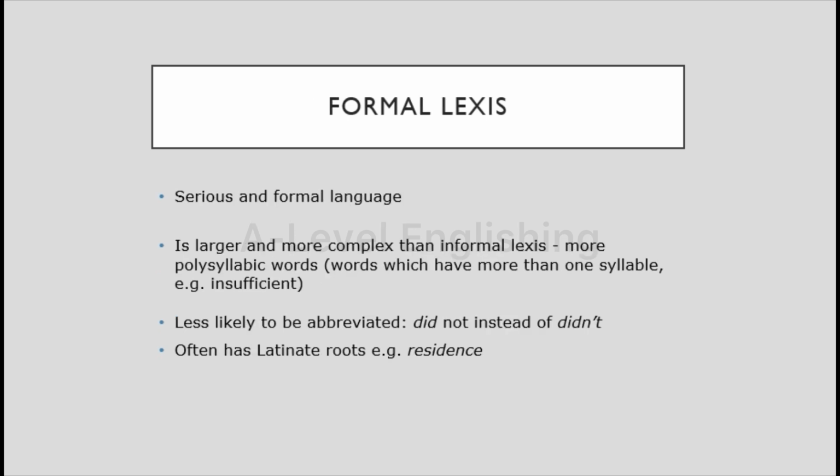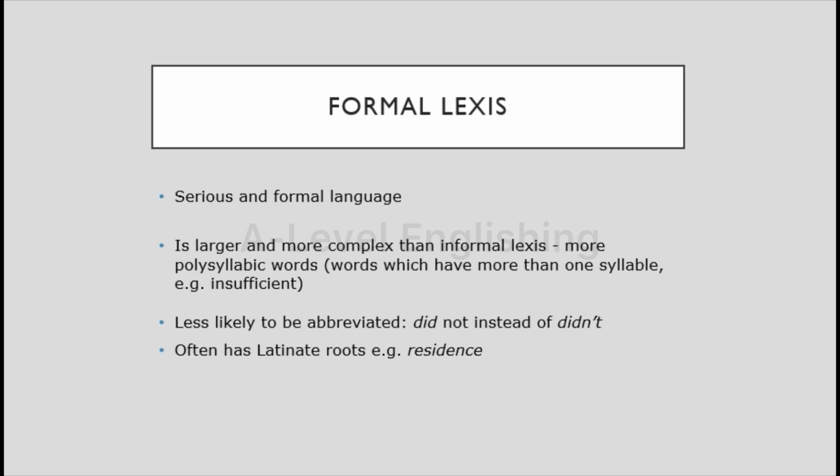Now, formal lexis, of course, as you can see, is on the opposite side of the spectrum: serious and formal language, larger and more complex than informal lexis. So there's more polysyllabic words. Now, polysyllabic words are words which have more than one syllable. Insufficient, understand, understatement, right? So, unlike informal lexis, it is less likely to be abbreviated. So there's did not instead of didn't. There is will not instead of won't, cannot instead of can't. And it often has Latinate roots, words which come from Latin, right?